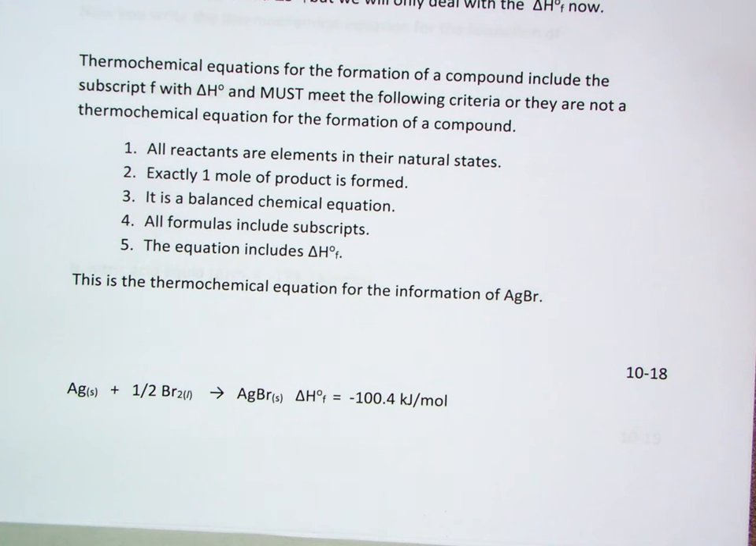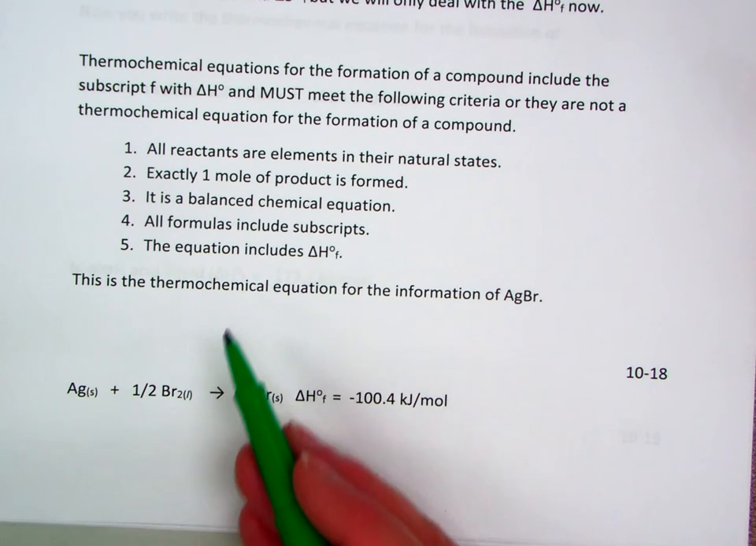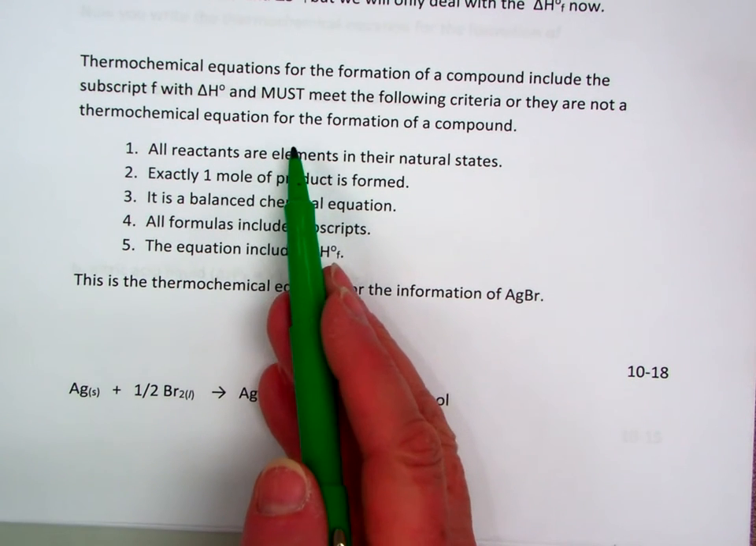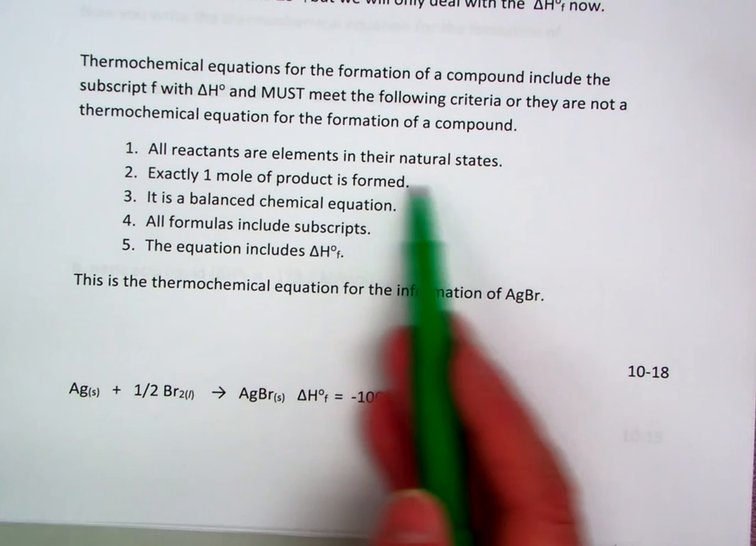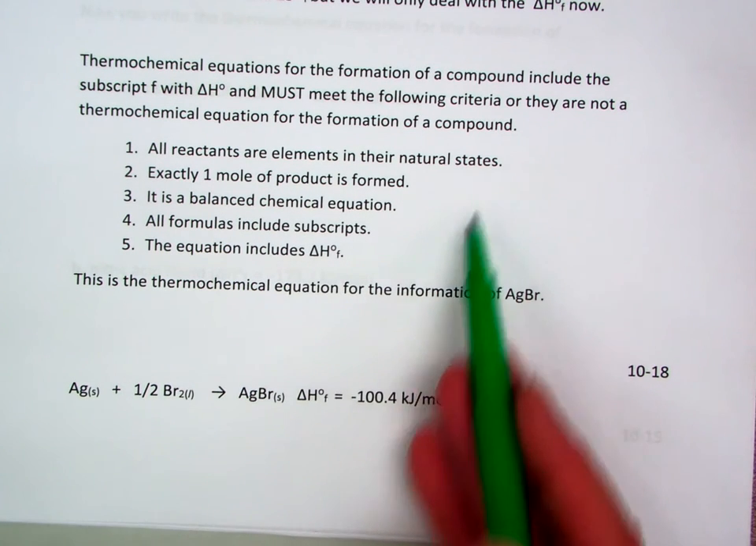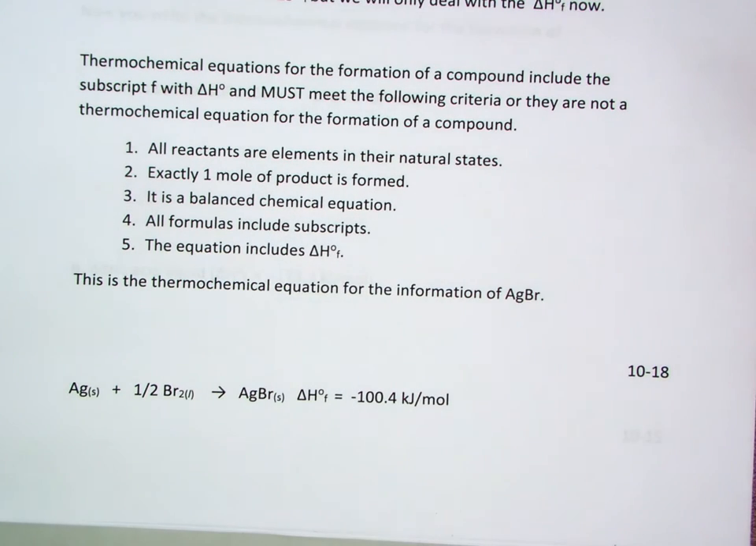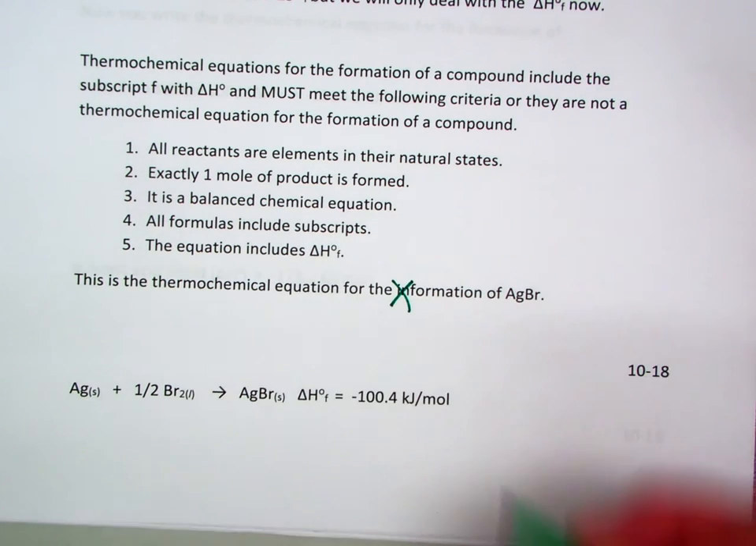So we're going to practice writing thermochemical equations for the formation of a compound. Then we're going to practice using them to figure enthalpies of reactions. So when we write a thermochemical equation for the formation of a compound, all reactants are elements in their natural states. We make 1 mole and 1 mole only of product. We have a balanced equation. We include subscripts for physical state. And the delta H 0 sub F is part of the equation.